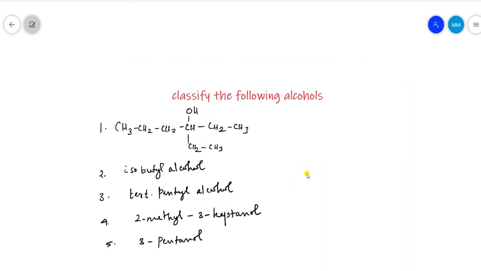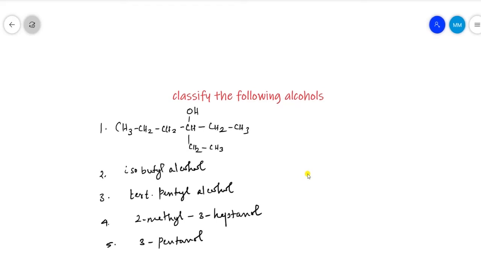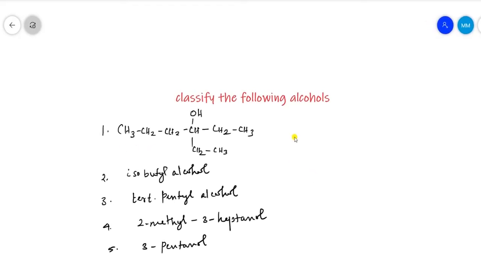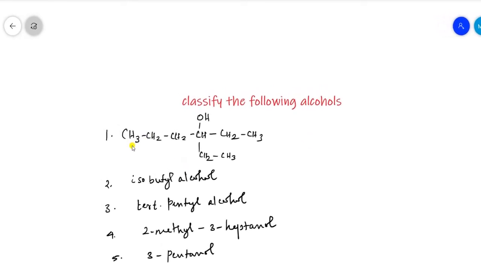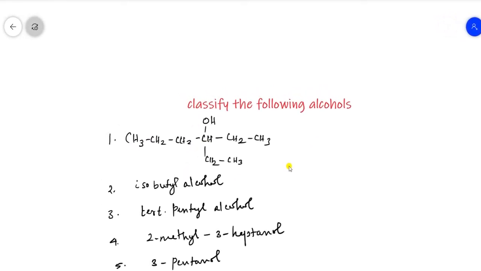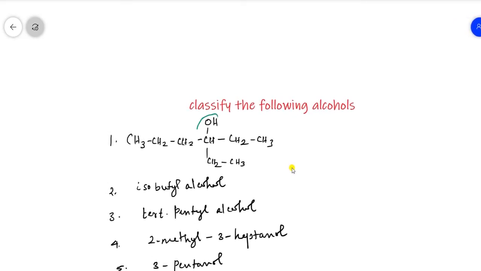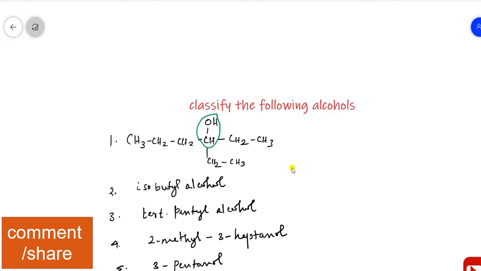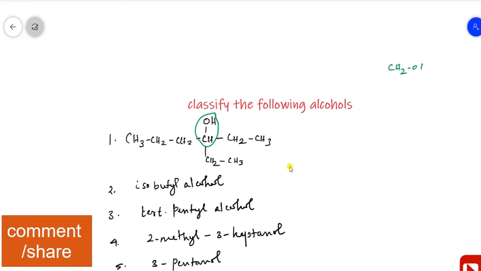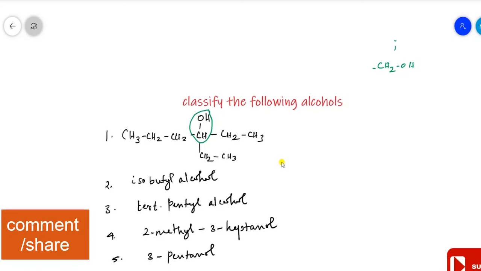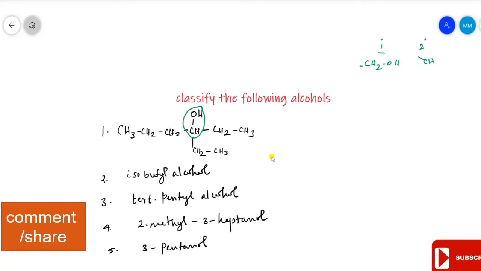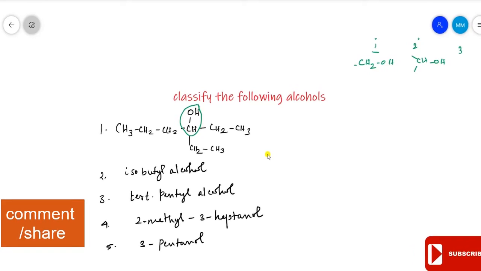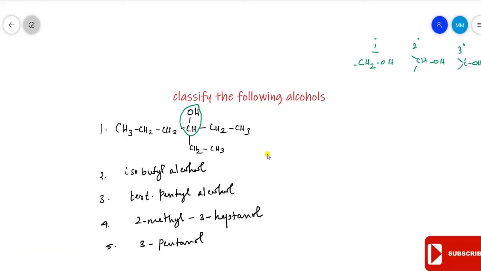Let us apply these tricks to the examples. See the first example, the formula is given. The characteristic group here is CHOH. From the formula, CH2OH is primary, in the case of secondary it is CHOH, and in tertiary it is COH. Here the formula is CHOH, so it is secondary.